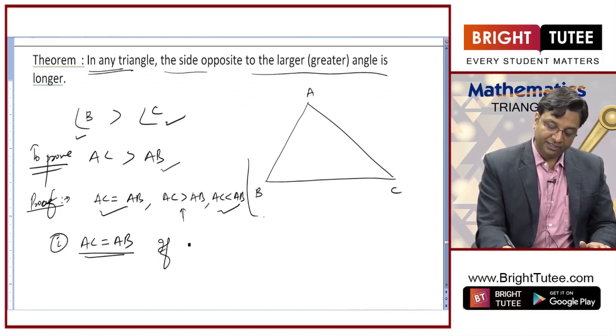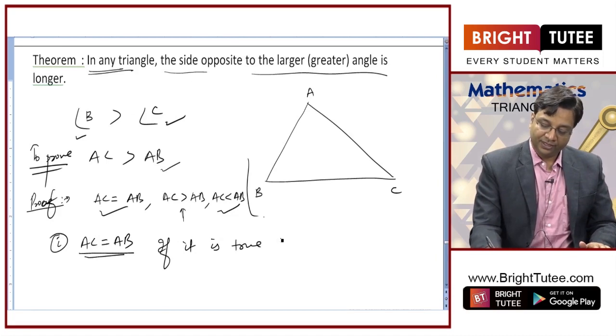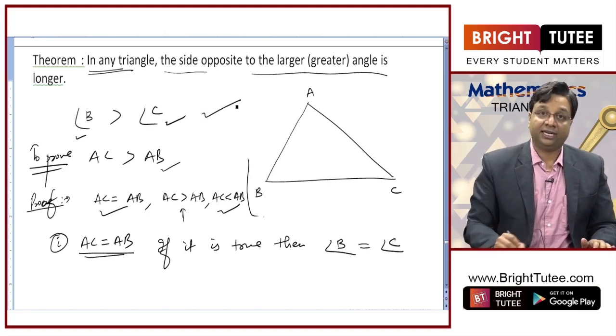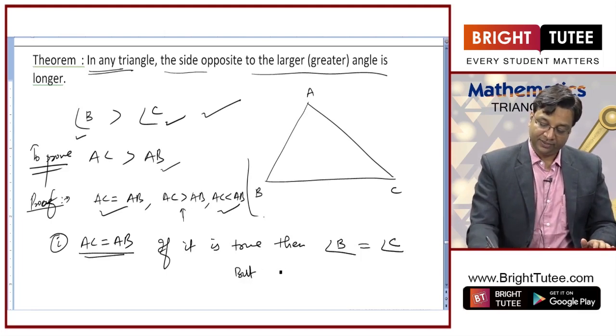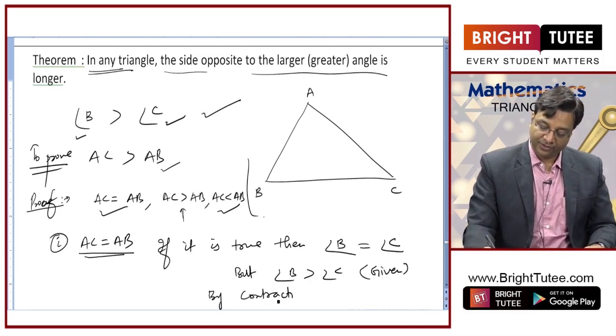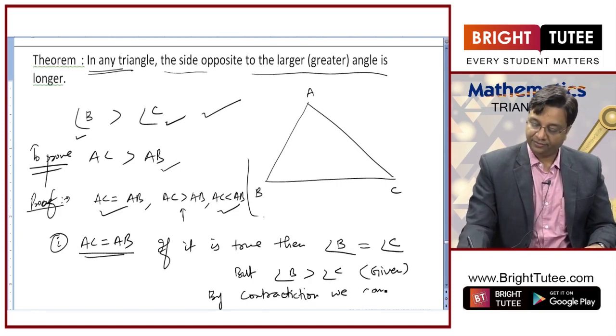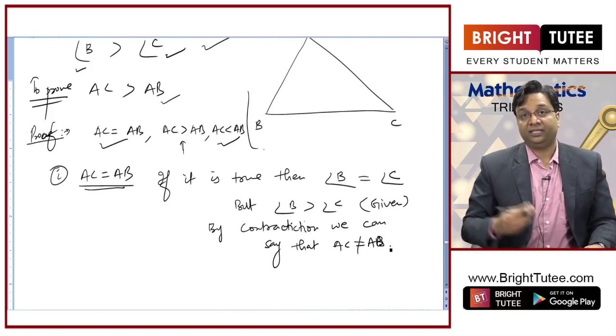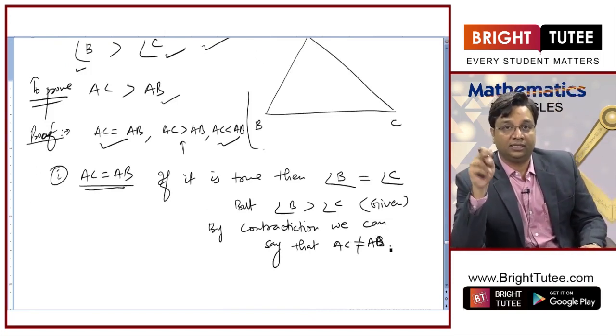Now, if it is true, then angle B will be equal to angle C, right, but angle B is greater than angle C, it is given. So by contradiction, we can state that AC is not equal to AB. Now, if it is not equal to AB, it can either be greater than AB or lesser than AB.